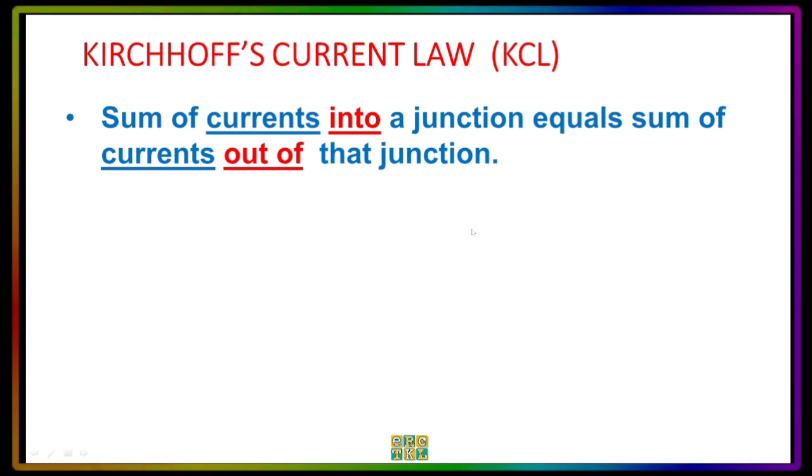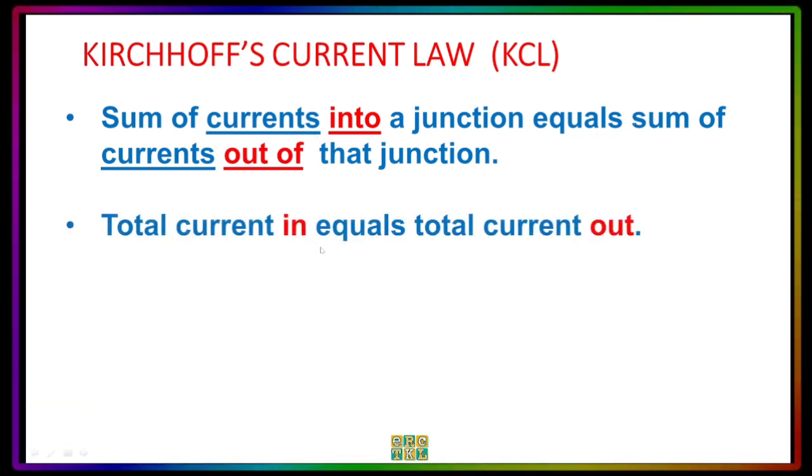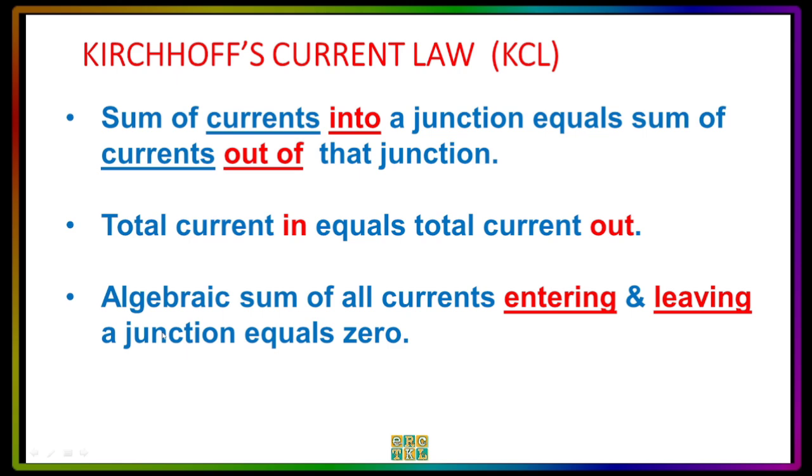So again, Kirchhoff's current law, or KCL, is just adding the currents: the sum of currents going into a junction equals the sum of currents out of that junction, or the total current in equals the total current out. It's also said that KCL, or Kirchhoff's current law, is the algebraic sum of all currents entering and leaving a junction, and it will be equal to zero. So the sum of all currents in is equal to the sum of currents out.